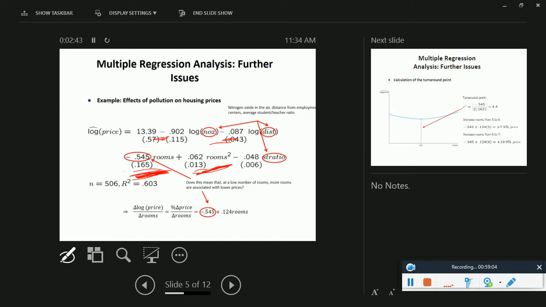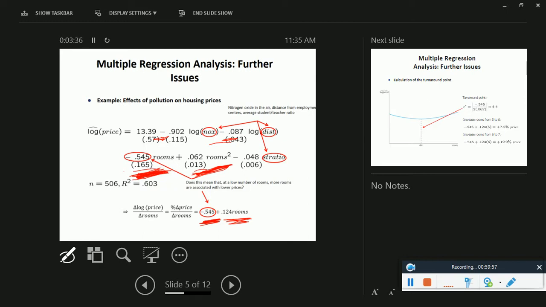But the rooms one, so does that mean at a lower number of rooms, more rooms are associated with lower prices? Okay, so what they did was a first order condition, which is the change in log price with respect to the change in number of rooms, so it's the change in housing prices with change in rooms. From the linear component they found negative 0.545, and from the quadratic component they found positive 0.124 on rooms, right?